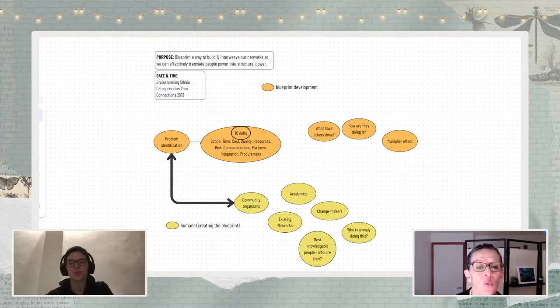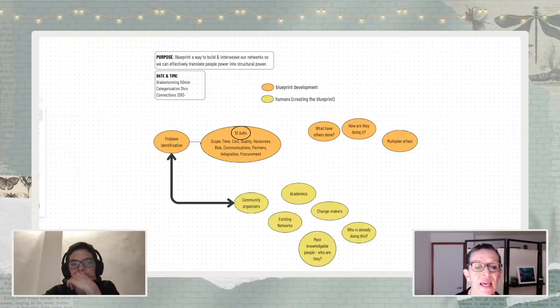Okay, and one of the things that I like to do, because we could have problem identification with community organizers, with academics, but pretty much this is like the brain, right? Like the expertise. The expertise comes from all these people. So what I like to do is just make a bigger bubble, like here, and then we know that all that is connected.